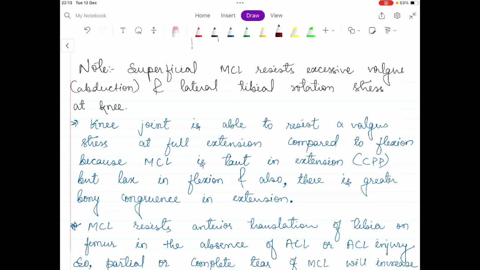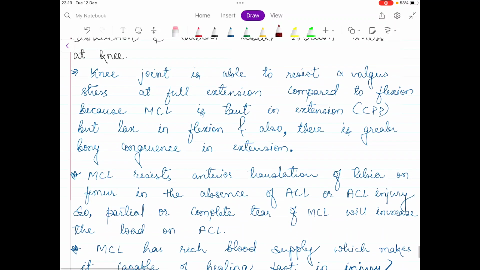Okay, so in the note I have written that the superficial medial collateral ligament resists excessive valgus force, that means abduction and lateral tibial rotation stress. Okay, so this is very important. This is the function of the medial collateral ligament.